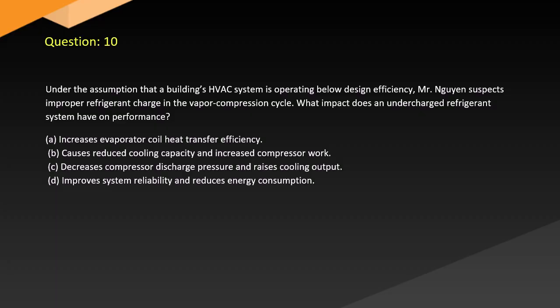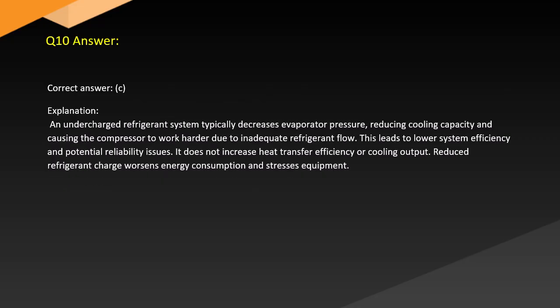C. Decreases compressor discharge pressure and raises cooling output. D. Improves system reliability and reduces energy consumption. Answer. Correct answer. C. Explanation. An undercharged refrigerant system typically decreases evaporator pressure, reducing cooling capacity and causing the compressor to work harder due to inadequate refrigerant flow. This leads to lower system efficiency and potential reliability issues.